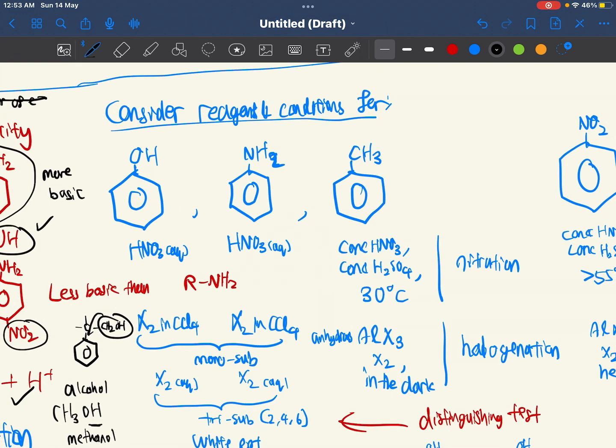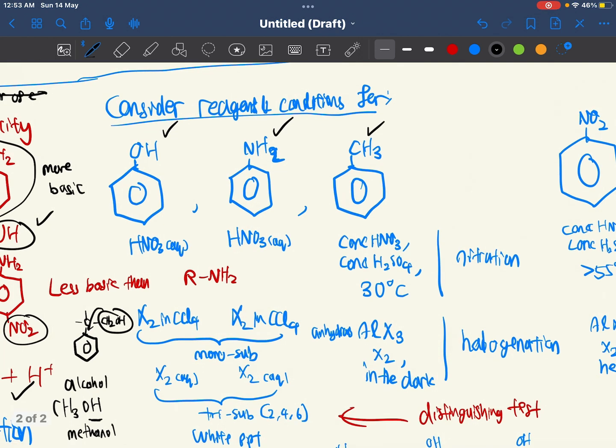Okay, so now we're going to consider the reagents and conditions for our groups here. We have our activating groups, our OH, your amine, and also your methyl group. When we look at nitration, we can look at these sets of reagents and conditions here, because CH3 is a weaker activating group. Therefore, we expect to have conc. nitric acid, conc. sulfuric acid, but at a lower temperature of 30 degrees Celsius.